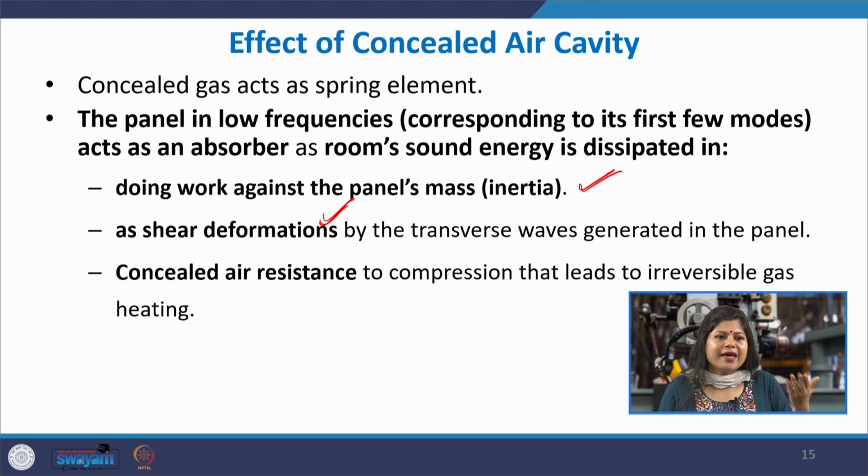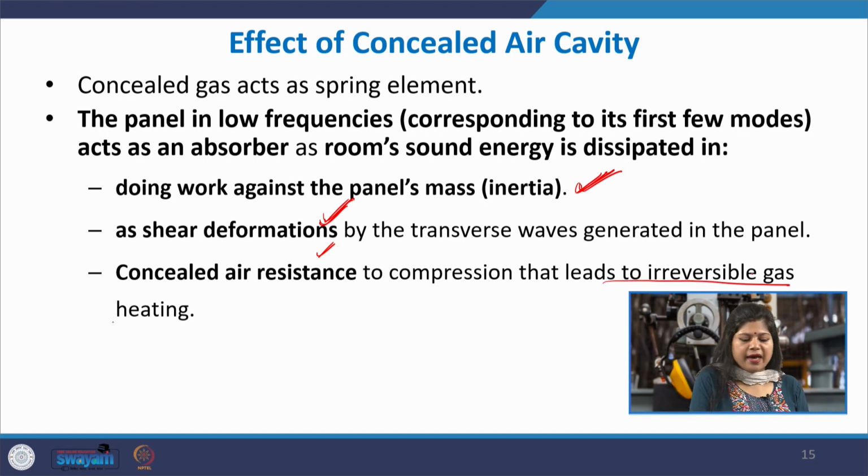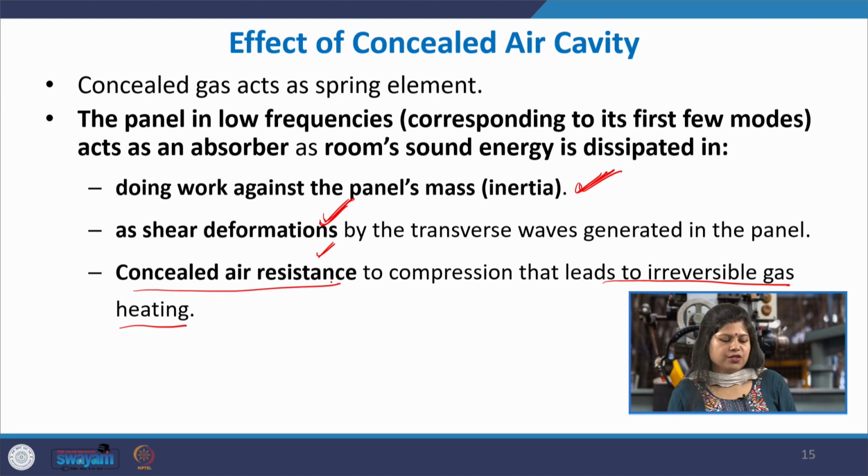In the case of freely hanging panels which do not have a concealed cavity within them, these two mechanisms take place. But if we have a concealed cavity, then there is additional absorption due to the resistance faced by the concealed air. When the panel vibrates, it tries to compress and expand the concealed air cavity, and this leads to irreversible gas heating and the loss of sound energy. So, there is an additional mechanism that comes into play because of the concealed air cavity.